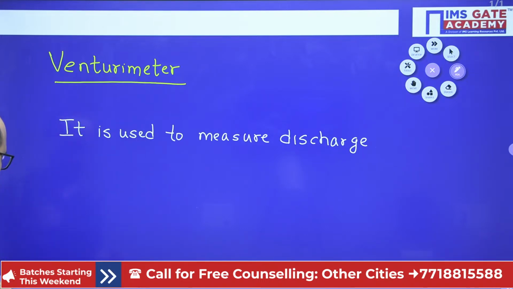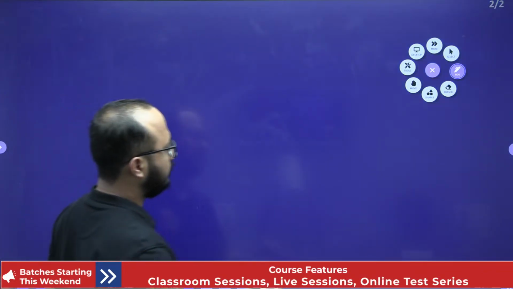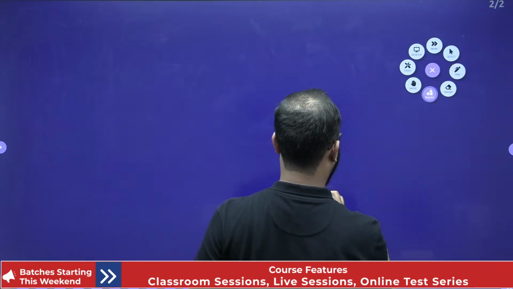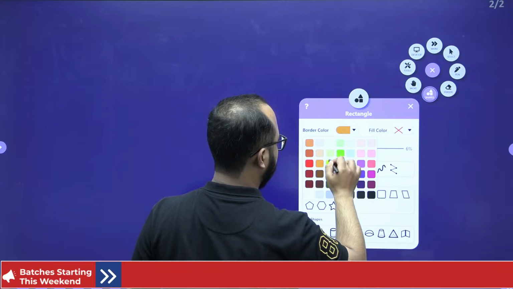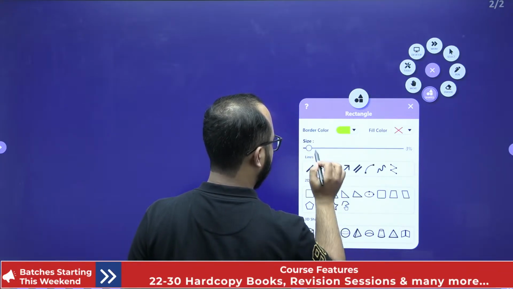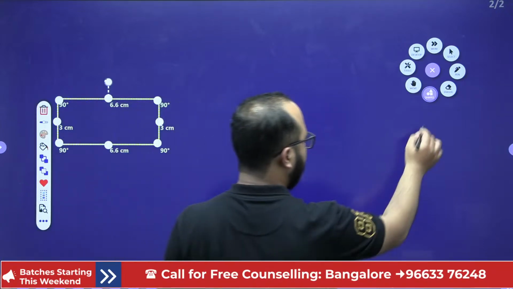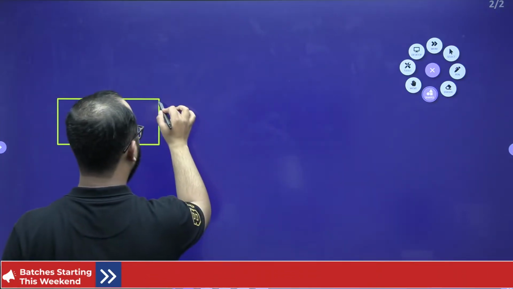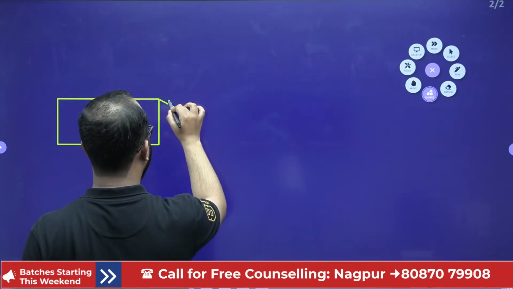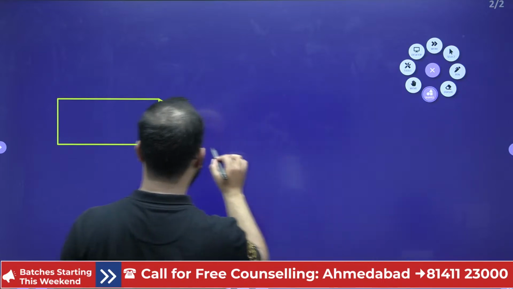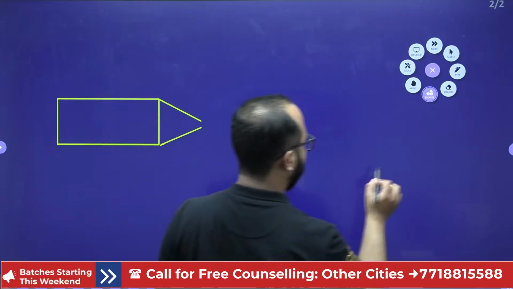Now I will show you how the Venturimeter looks. See, everyone. Let's suppose this is your pipe. This is the convergent portion that we are having.